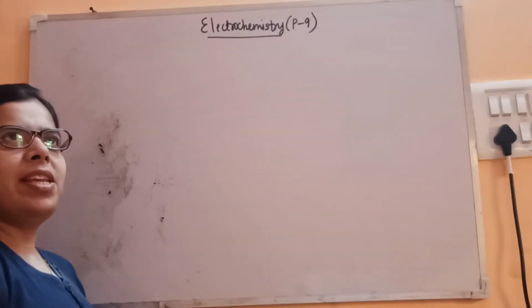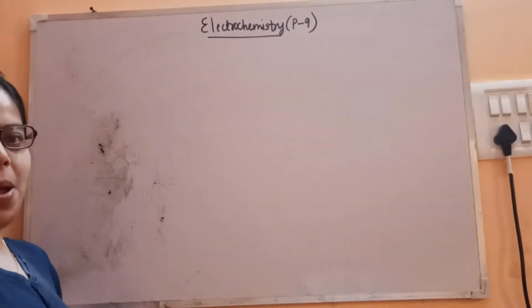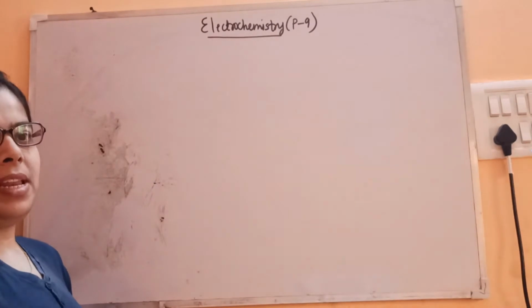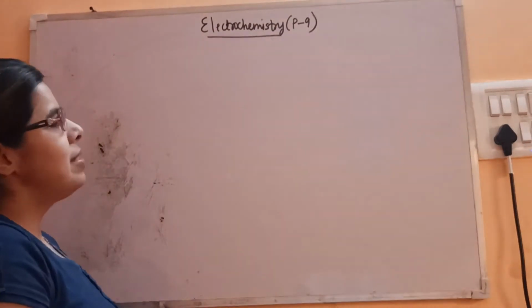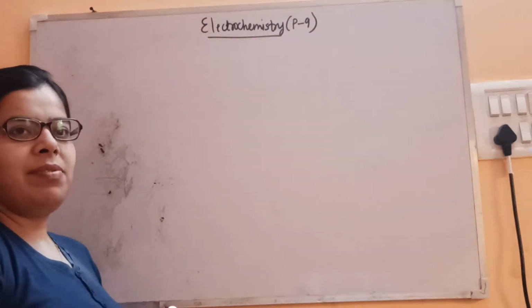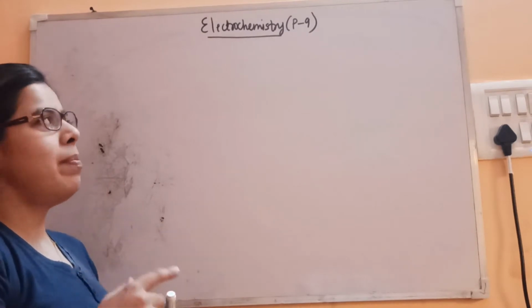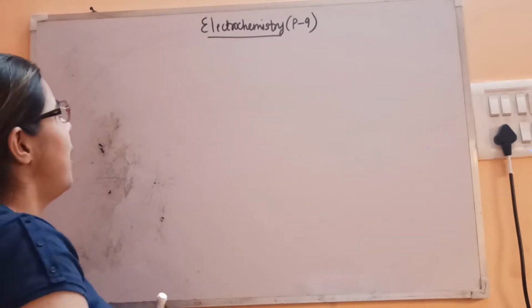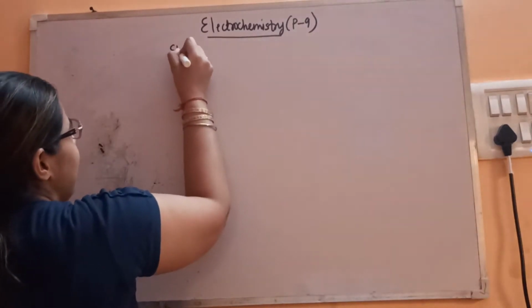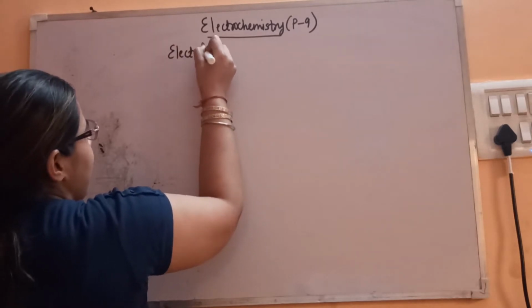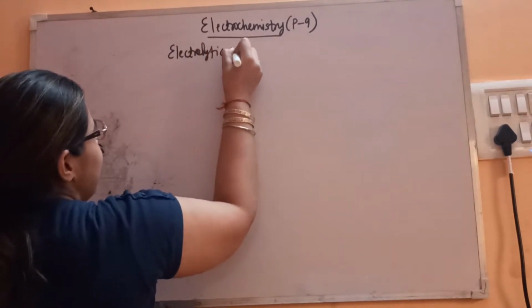So we have finished with the first part of the chapter, that is electrochemical cell. Now today we'll start with the second part, as we have already discussed in the starting. The three parts are there. So the second part is electrolytic cell, and we have seen the differences between the two.